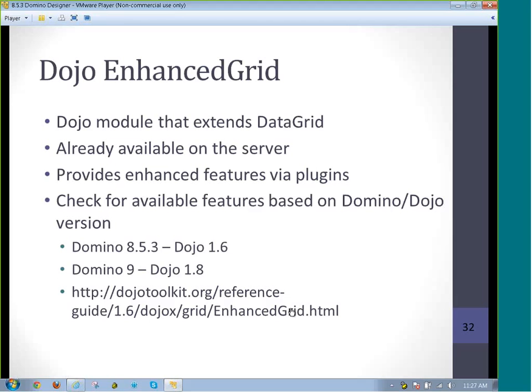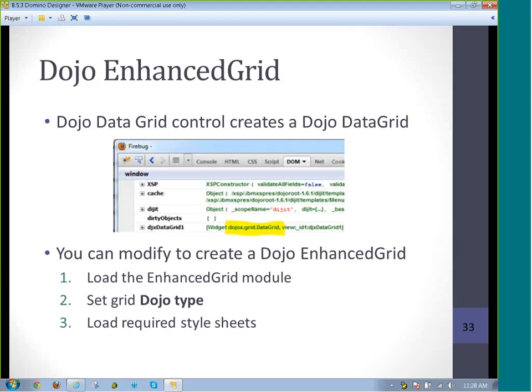You just have to add them to the page, because Dojo is available on the server, but only some of the Dojo modules are made available to the page by default. Whatever else that you want, we just include it on the page as well. So we're going to look at the EnhancedGrid because we can provide these enhanced features. And the important thing, as I mentioned briefly earlier, you have to check for which features are available based on the version of Domino that you're using, because that determines the version of Dojo that's available.